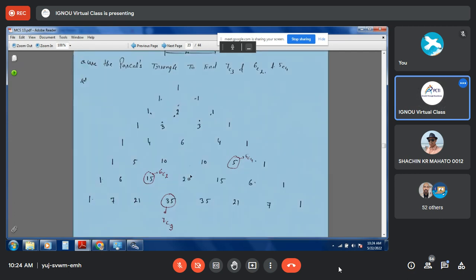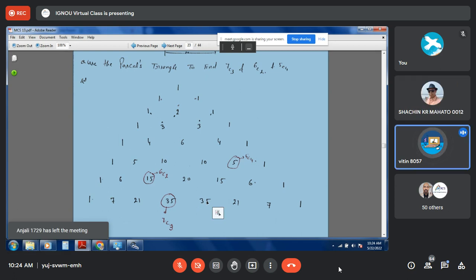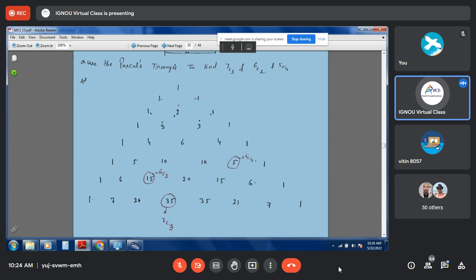Sir, we may count either from left or right. 7C4. They count in this way. Keep your cursor here. It is 7. From here count 1, 2, 3 and 4. Encircle it. It is 7C4. Again 35. Either left or right. Always from left to right. Keep this pattern. From left to right. Okay.